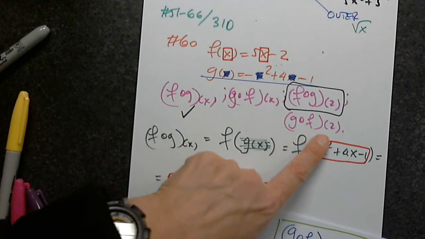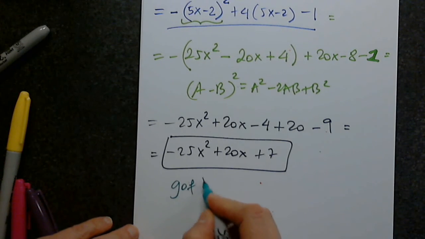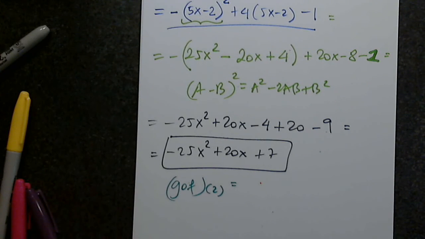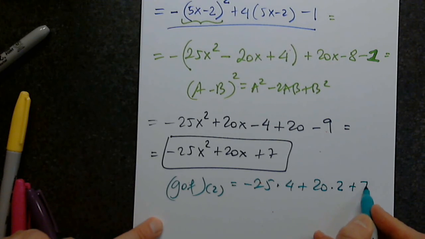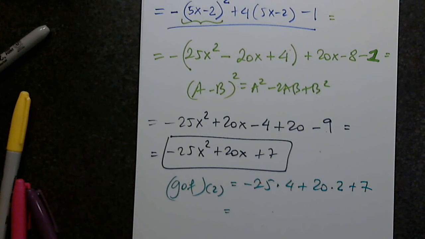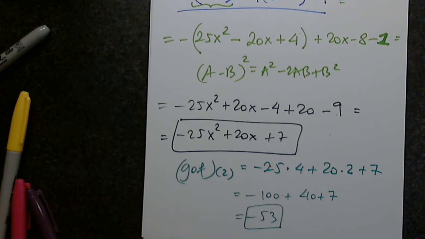But now they also want g comp f of 2, which becomes a piece of cake. How much is g comp f of 2? Plug in 2. Negative 25 times 4 plus 20 times 2 and plus 7. So this is negative 100 plus 40 and plus 7. So negative 60, negative 53. And this is the function g comp f evaluated when x is 2. Yes.